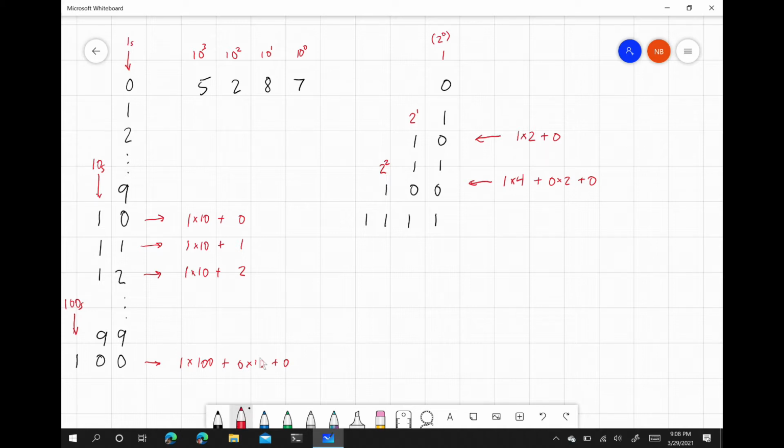And this is the 2 to the 3rd place, which is 8. So this is 4. So this would be 8 plus 4 plus 2 plus 1, which is 15 in decimal.